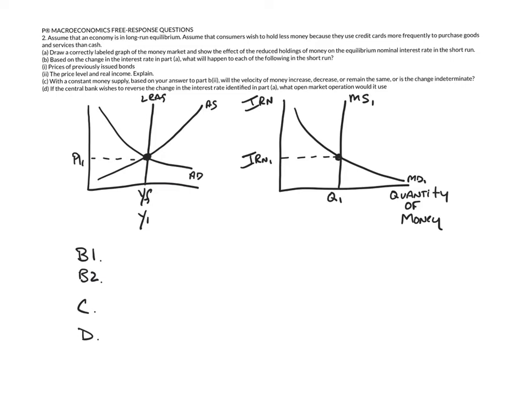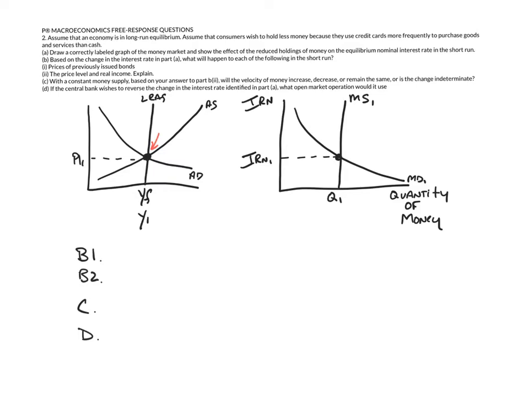Okay, so today's question says to assume that an economy is in the long run, which means right here, as I'm showing you, it's in a long run equilibrium, which means it's at full employment. Assume that consumers wish to hold less money because they use credit cards more frequently to purchase goods and services than cash. Consumers right now are just simply using credit cards. They're using more of their other assets rather than cash. So essentially, they're just using less money itself.